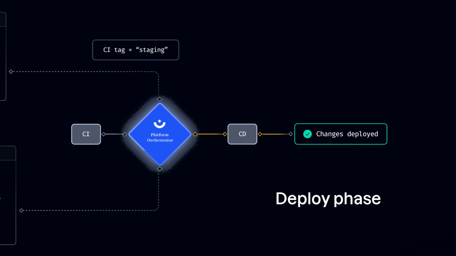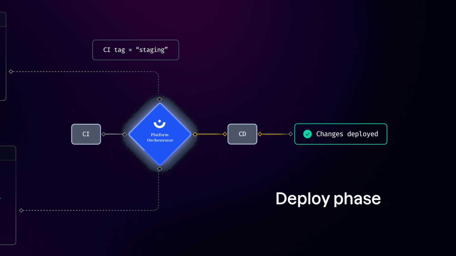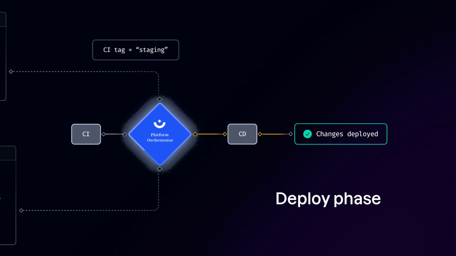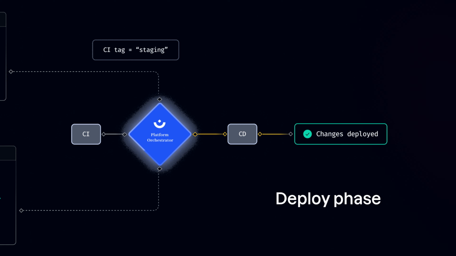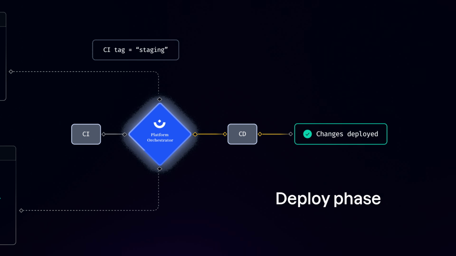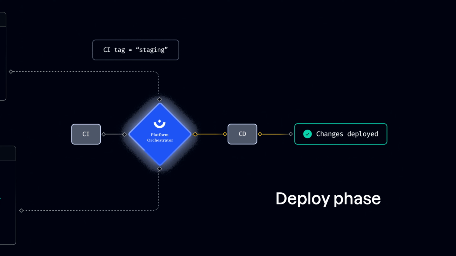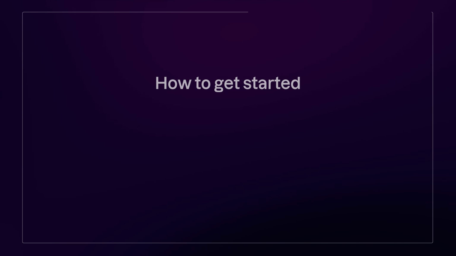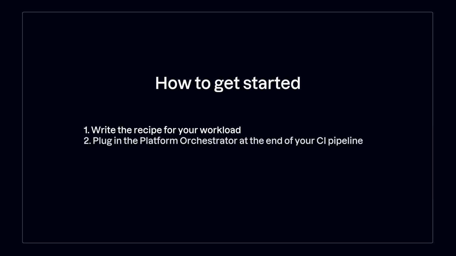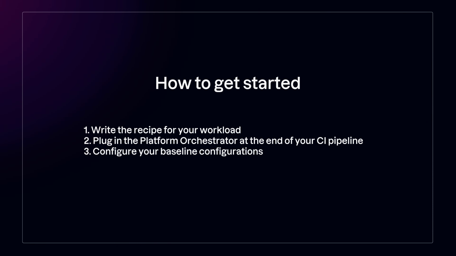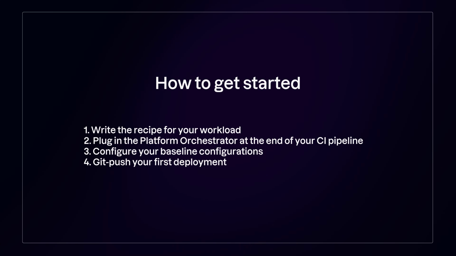What we just described is what we call a golden path. Some developers might feel restricted by this and want to tweak the low-level configurations of the workload in every single resource. If your security posture allows that, that's totally possible. Just give them access to the baseline configuration and they can tweak things to the lowest level. So, how do we get started? Easy. Write the recipe for your workload, plug in the orchestrator at the end of your CI pipeline, configure your baseline configurations, and Git push your first deployment.